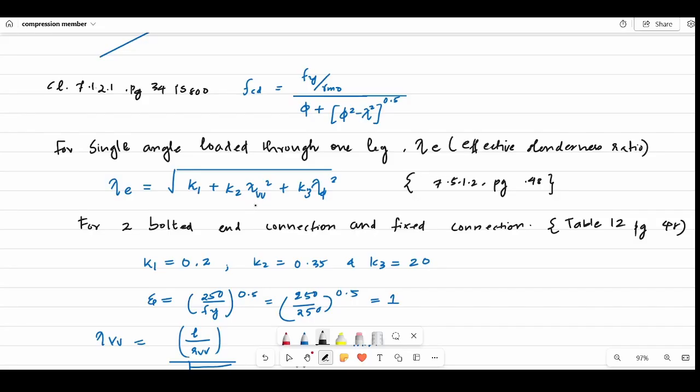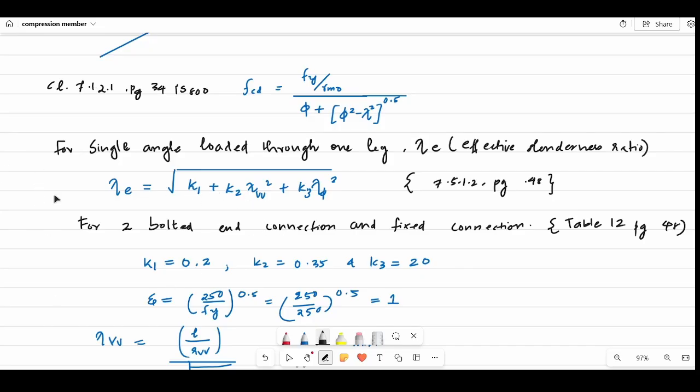Now the values of k1, k2, k3 are constants depending upon the end condition. We have designed for two bolts, and we assume that two bolts will create a fixed kind of support. Now go to Table 12 on page number 48, and we can see a table in which, based on the number of bolts, we can take the value of k1, k2 and k3. We have two bolts, which means greater than or equal to 2, and correspondingly the k1 value is 0.2 for fixed condition, 0.35 is the k2 value for fixed condition, and the k3 value will be 20.